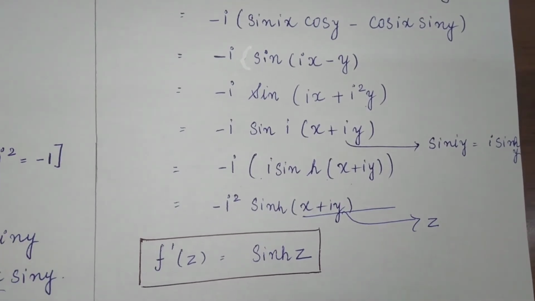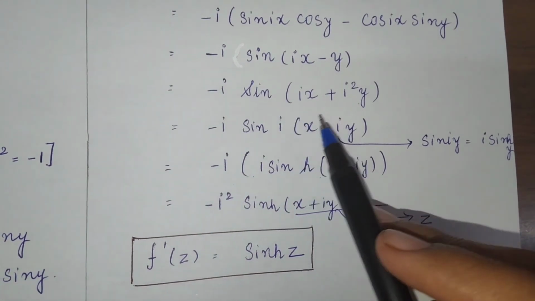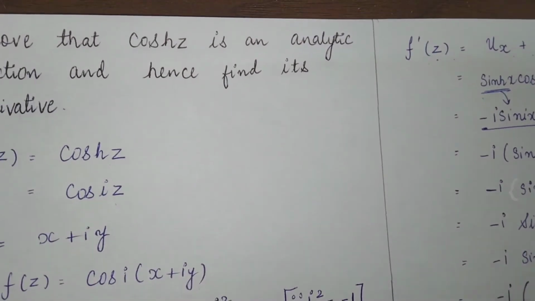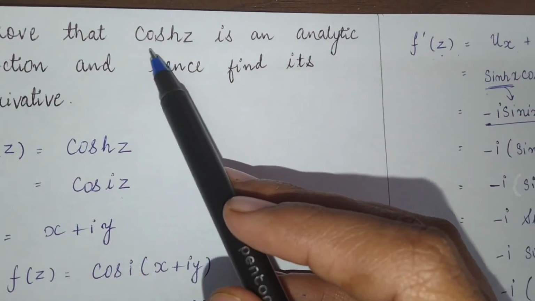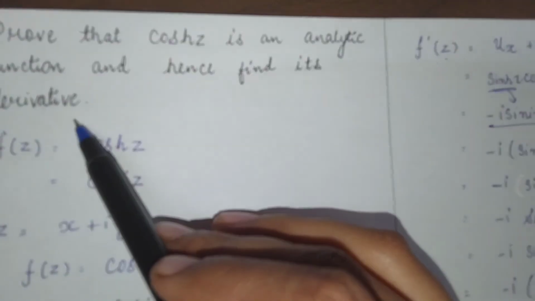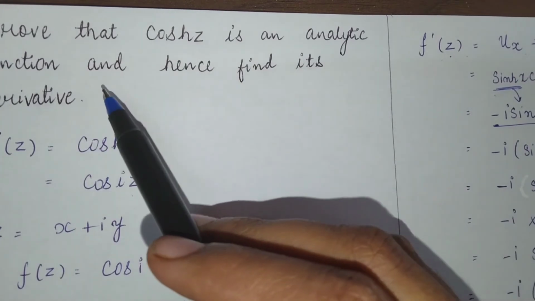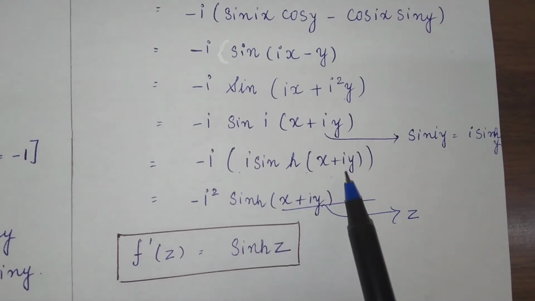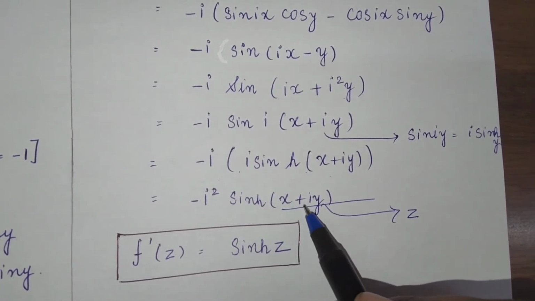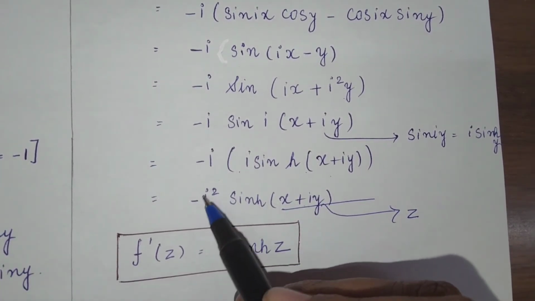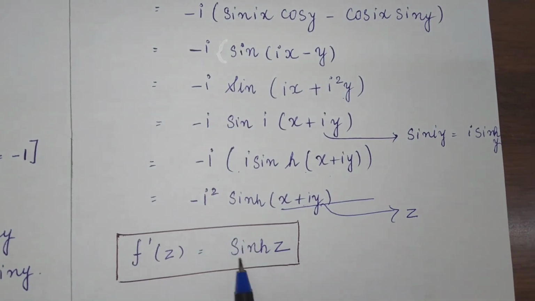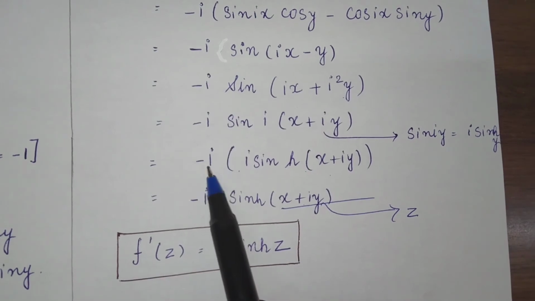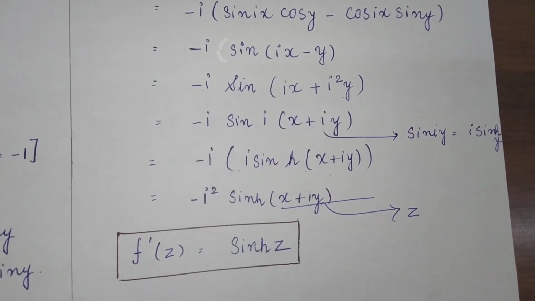Okay. Why did we multiply i inside? Because what is given to us? The function cos hz. So its f dash z, its derivative, we already know will be sin hz. So in order to get sin hz, you have to do it like this. Then only you will get sin hz. And minus i square will be minus 1. So only then will you get it this way. Okay, so here in order to get i square, we have to multiply it by i.